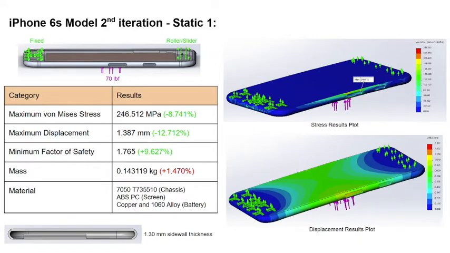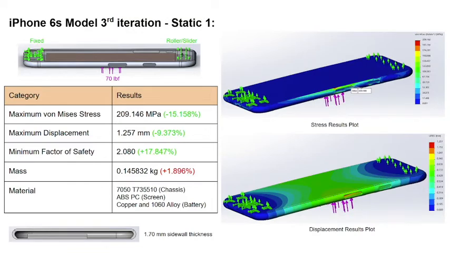For the second iteration, the sidewall thickness is increased to 1.3mm to improve the rigidity of the frame. The lowered maximum stress is now located at the edge of the hole cutout. In the third iteration, the sidewall thickness is further increased to 1.7mm. The improvement in the results is consistent with the design changes.